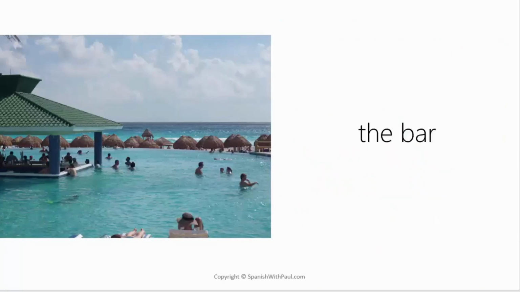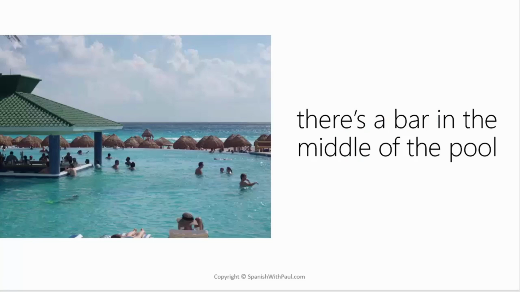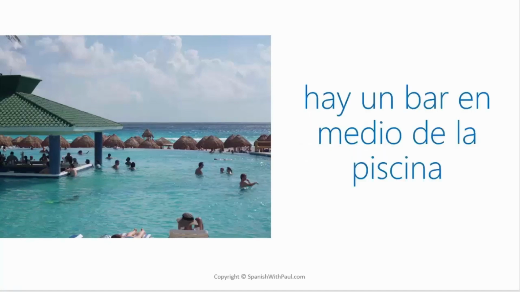Do you remember the bar? El bar. As we can see, the bar is located in the middle of the pool. So to express in the middle, not always we will use the word the in Spanish. Sometimes yes, sometimes no. It depends on the situation. For these sentences, we won't be using it, so we're going to leave out the word the, and we'll simply say en medio. So en medio will stand for in the middle. En medio. There's a bar in the middle of the pool. Hay un bar en medio de la piscina.